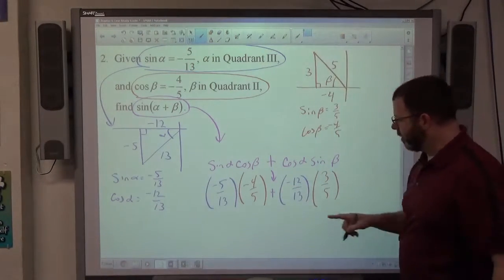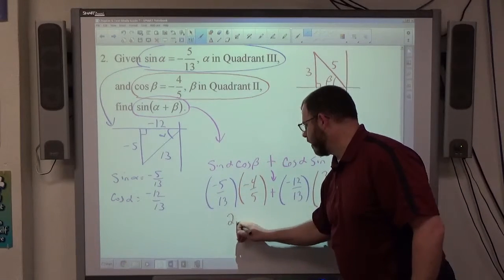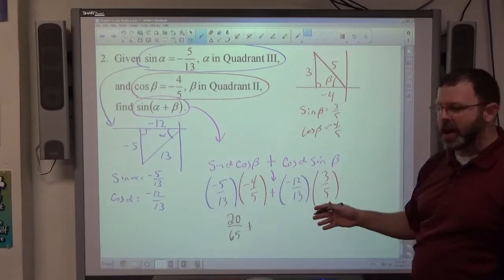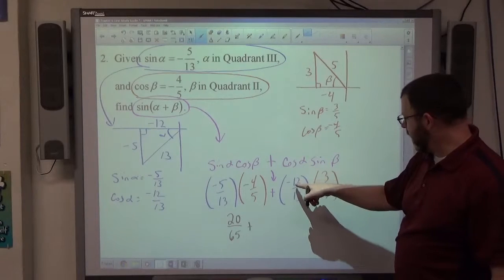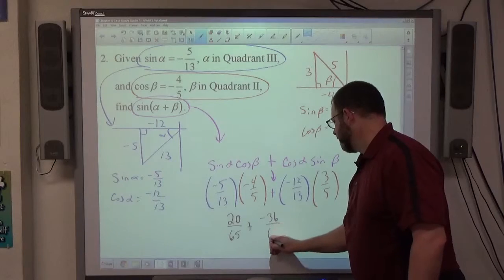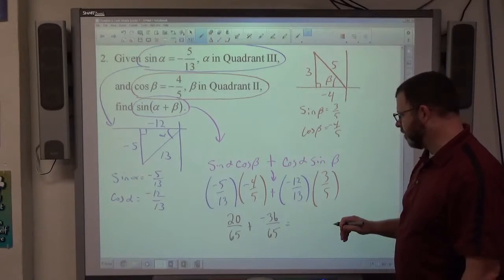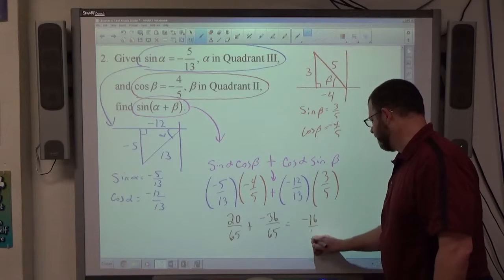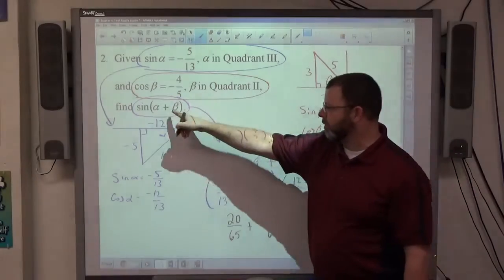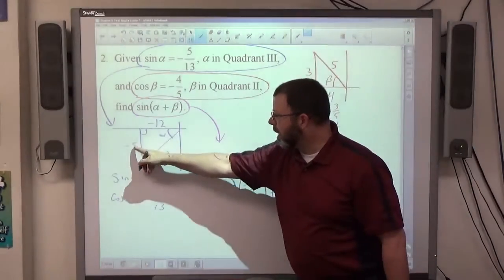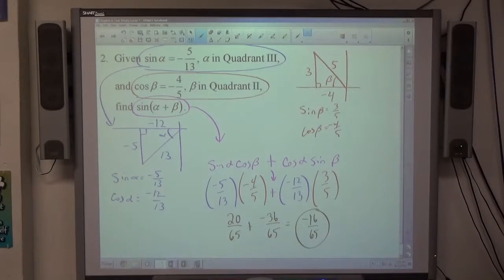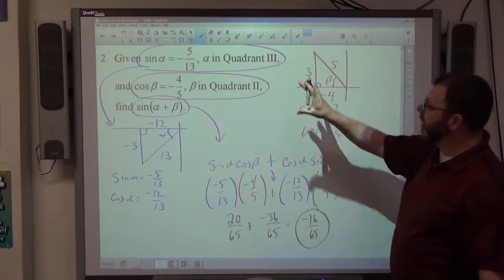So then if I just work it out, negative 5 and negative 4 make positive 20 over 65. Even though reduction is possible, don't ever reduce because you get a common denominator on these if you don't. Negative 12 times 3 is negative 36. And 20 minus 36 makes negative 16 over 65. I did not find tangent because I knew that this didn't require me to find tangent, but if I did need tangent, positive 5/12, negative 3/4, I could find tangent also, but it was sufficient to find sine and cosine.